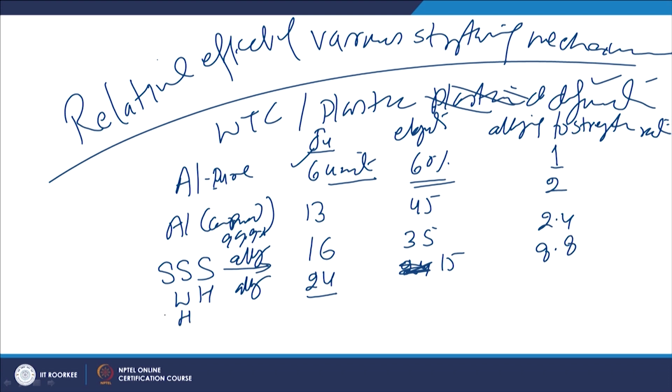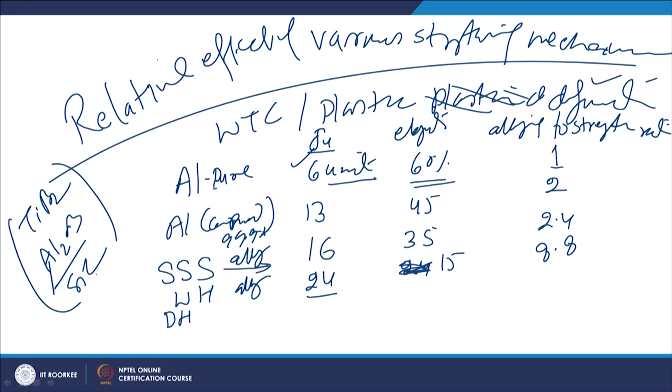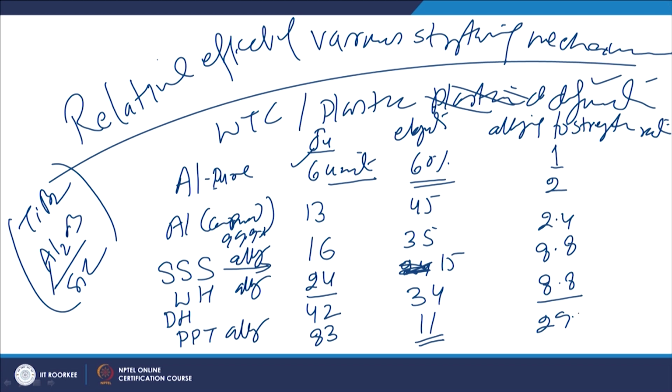Then dispersion hardening, like the addition of Al2O3 or silicon carbide or TiB2 or some other reinforcing agents in the aluminum matrix, gives significantly higher strength of 42 units with reasonably good percentage elongation of 34% and a high alloying element to strength ratio of 8.8. And in dispersion precipitation hardening, when the aluminum alloy is designed to get its strength from the formation of precipitates, a very significant increase in strength is realized, 83 units, with an elongation of 11%, and the alloying to strength ratio is 29.2.